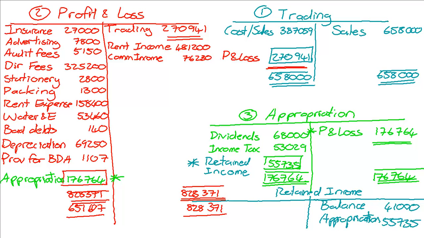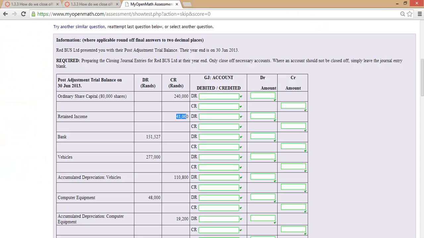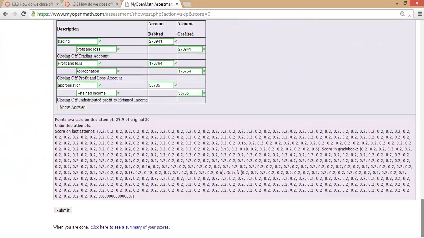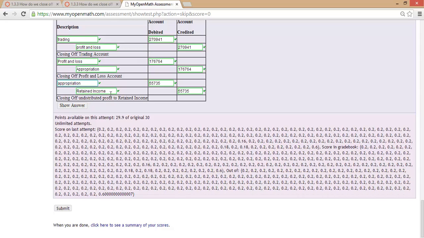Right, so my final closing entry is where I move the net profit that is retained and I move it to my retained income account. How do I do that? If it's a positive amount that is retained, as it is in this case, my credits are greater than my debits, I debit the appropriation account and I credit retained income. And that's what we did here. We debit appropriation and we credit retained income.